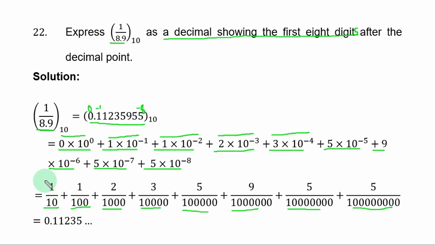Now if you divide this place, you have 0.1. Here you have 0.01. Here you have 0.002. So when you divide like that and you add, you have 0.11235. Matter of fact, what we have is the same as what you have here. So this is how you convert fractions from other bases to base 10.